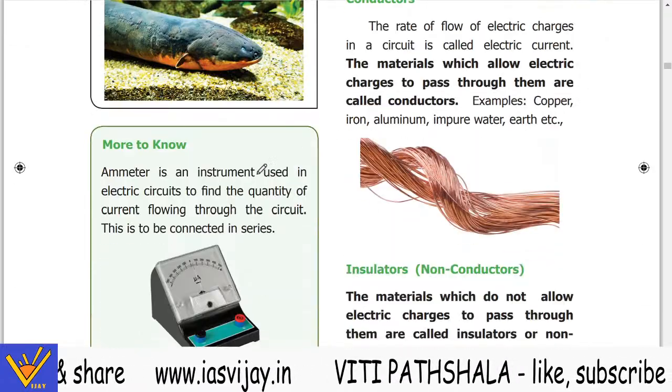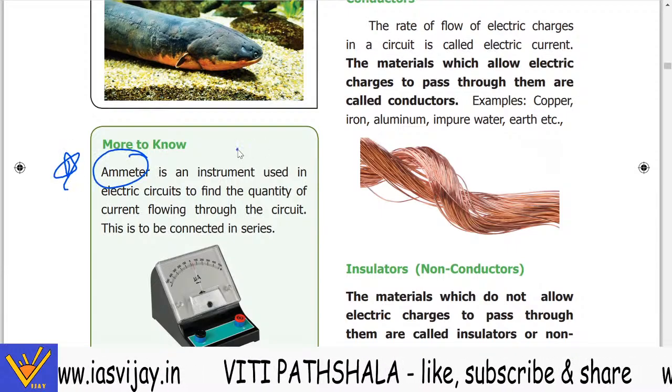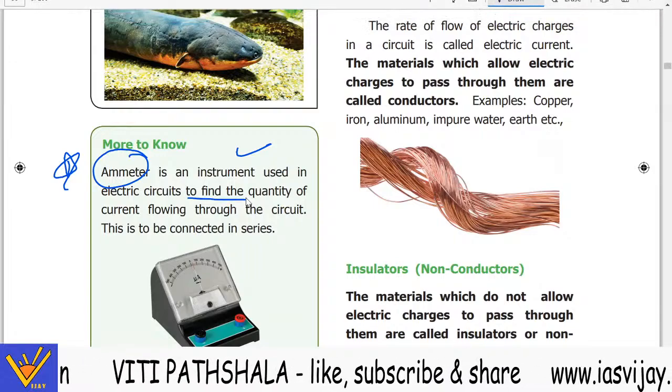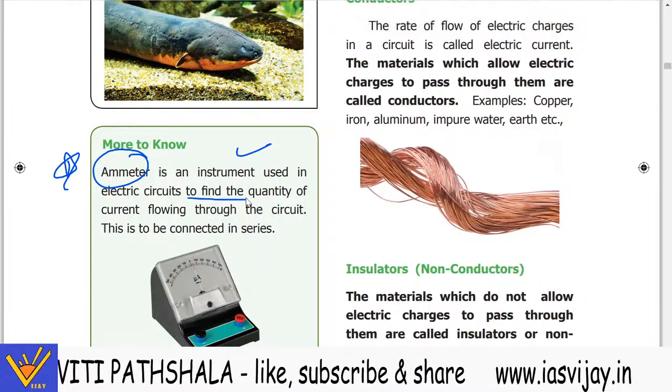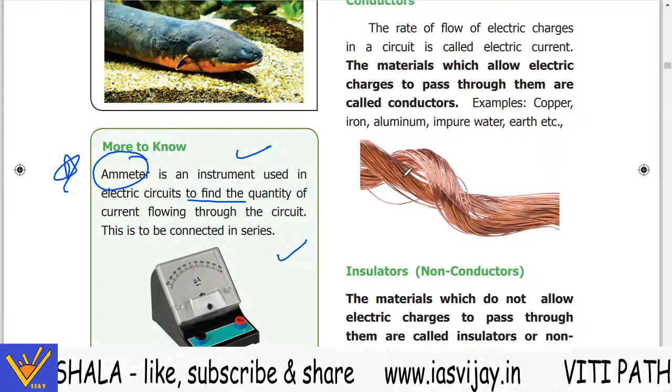Now more to know is the ammeter. So this is important. An ammeter is an instrument used in electric circuits to find the quantity of electric current flowing through the circuit. This is to be connected in series.